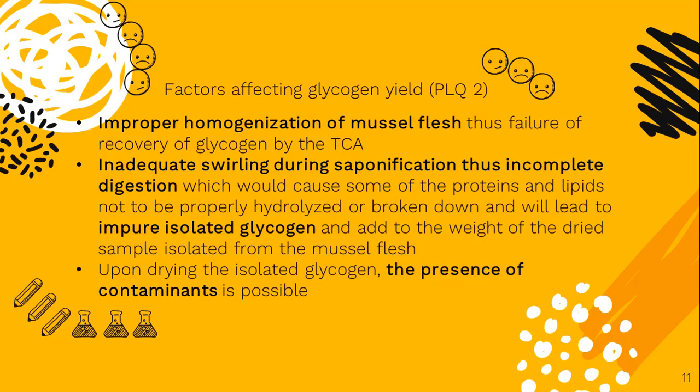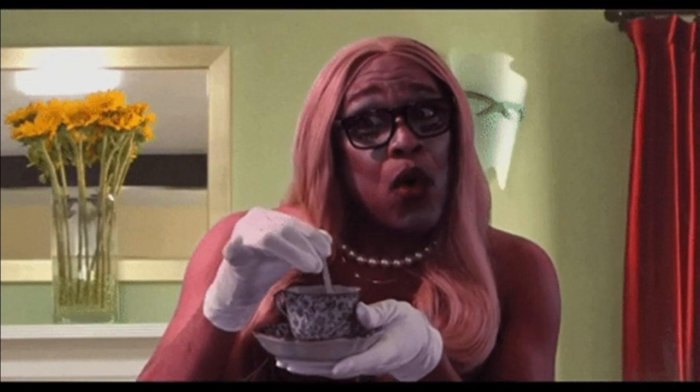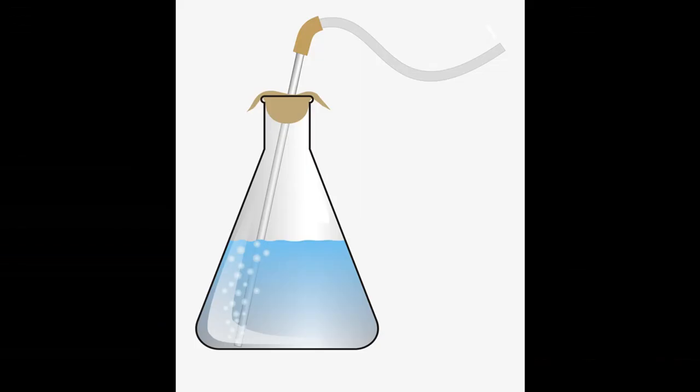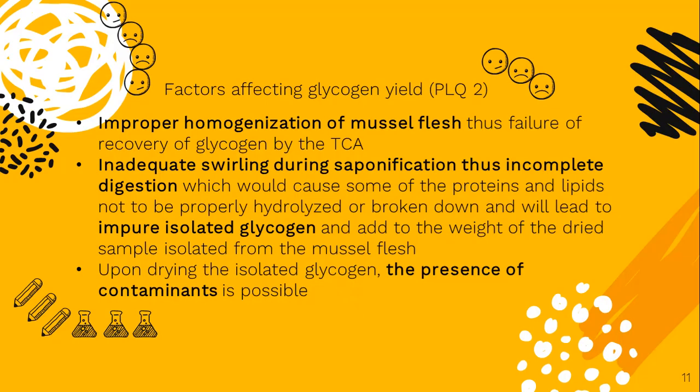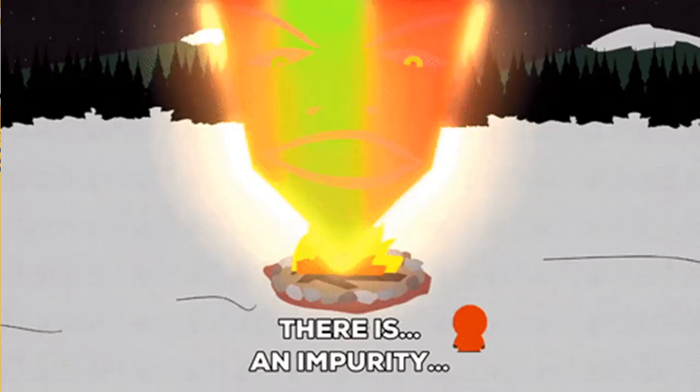However, there are certain factors that can affect glycogen yield. First, improper homogenization of muscle flesh can lead to failure of recovery of glycogen by the TCA. Second, inadequate swirling during saponification would lead to incomplete digestion. With the use of an Erlenmeyer flask, the swirling would be limited, and this would cause some of the proteins and lipids not to be properly hydrolyzed or broken down. It would lead to impure isolated glycogen.